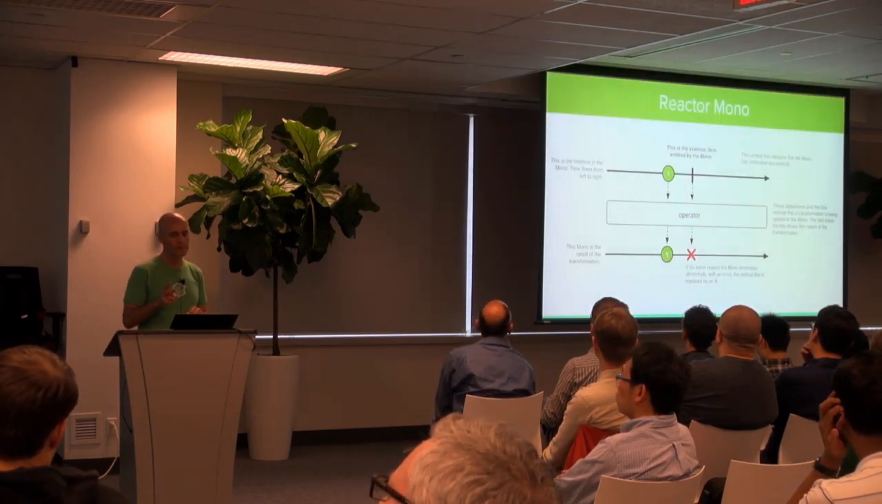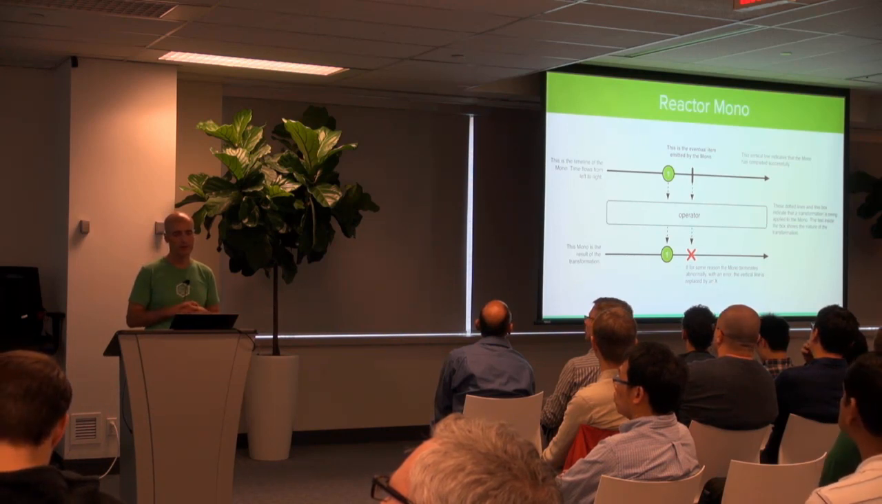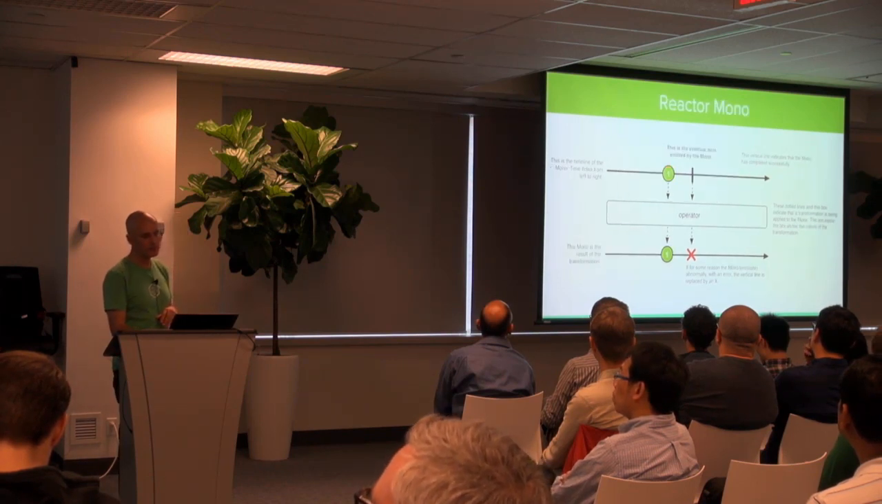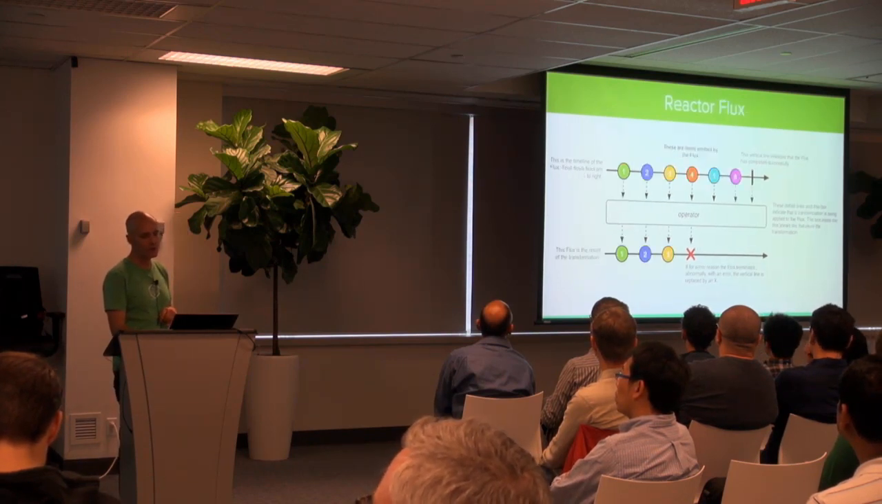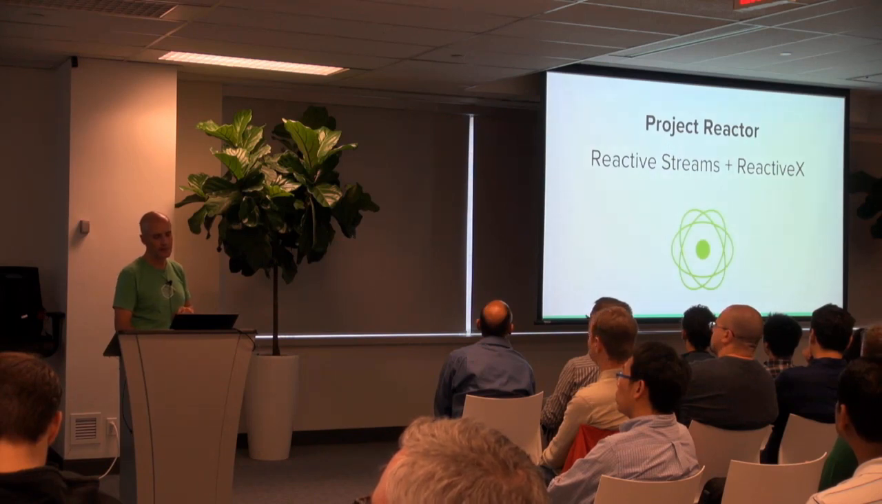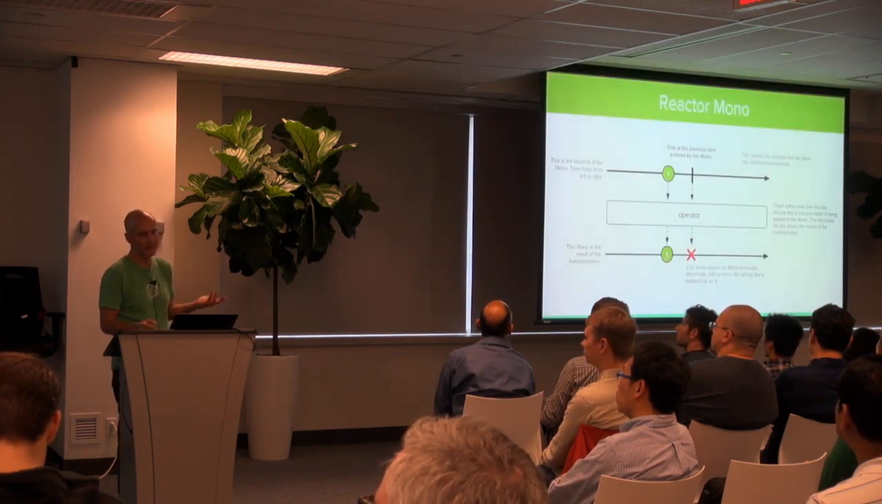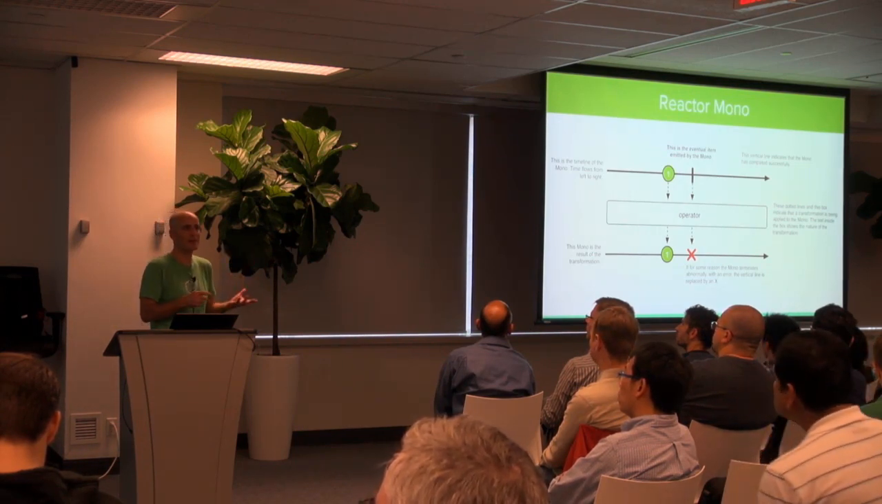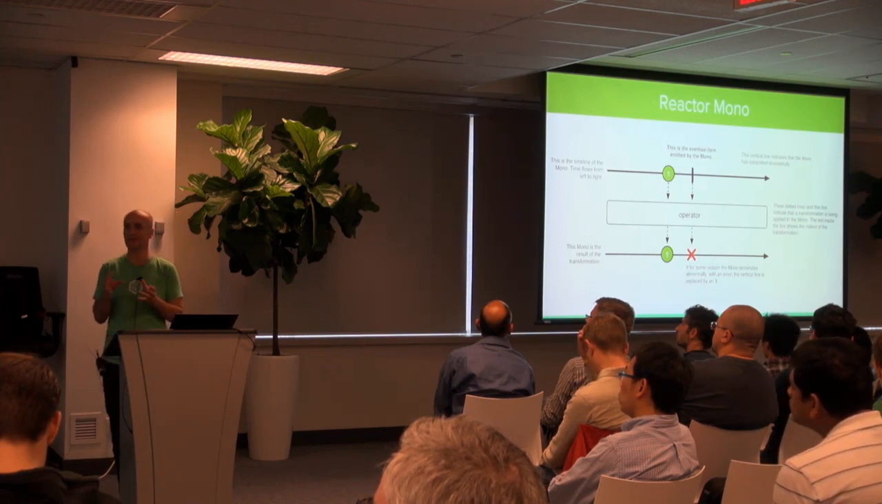So there are 2 types, Reactor Mono and Reactor Flux. They represent a stream of one versus a stream of many items. We found there are schools of thought that basically say that there should be just one type, Flux, because any stream can be represented. But we found that in APIs, especially if you look at the user repository, it's quite nice for an API to represent the differences.